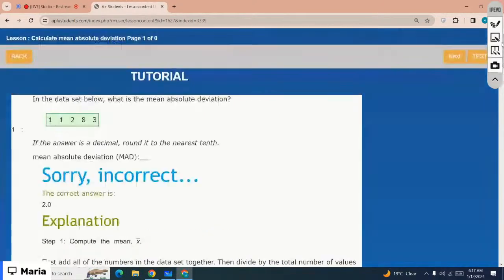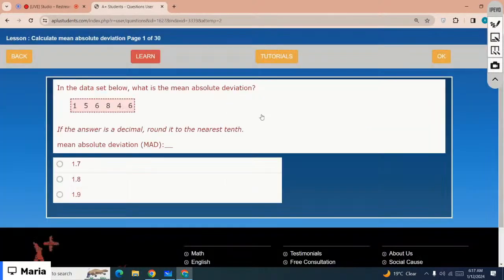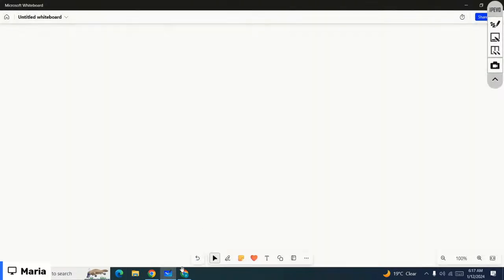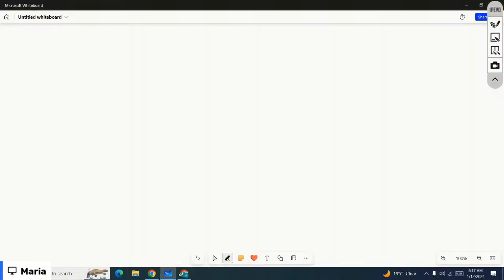Okay, let's just start with the test questions. We'll do a practice question, then it will be more clear to you. So let's just start with the first example. The given data set is 1, 5, 6, 8, 4, 6. Okay, let me just write down the numbers on the board. Then we'll do the question. Okay, so the numbers are 1, 5, 6, 8, 4, 6, right? The first thing we have to do, calculate the mean.